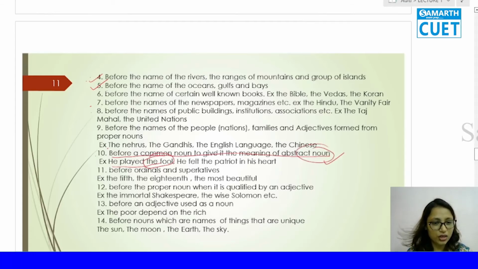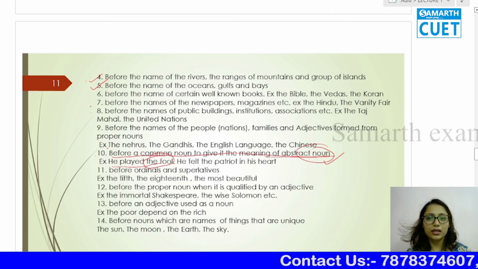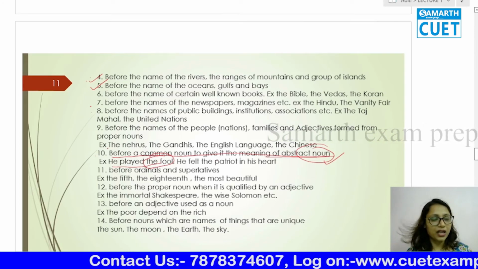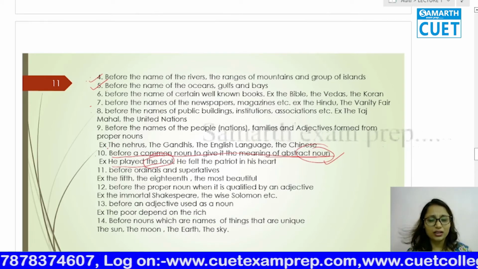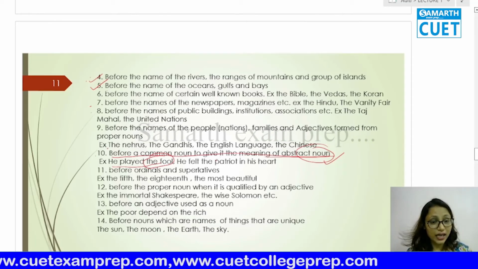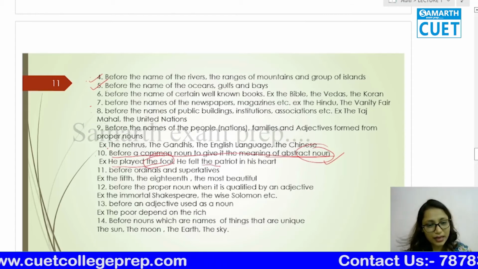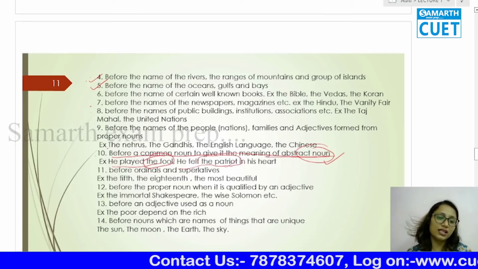So basically, if we want to make a common noun give the meaning of an abstract noun, we use the. He is the patriot in his heart. He felt the patriot in his heart. He did not feel any particular patriot, like any patriot. He is not feeling any patriot in his heart. What he is doing is feeling the patriotism in his heart. So basically, the patriot also serves the same meaning, just like feeling the patriotism is in his heart.